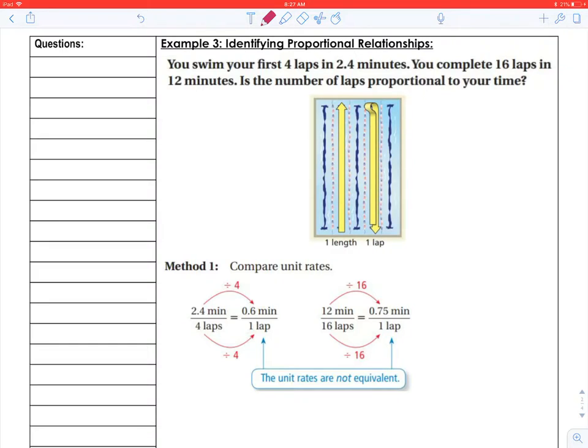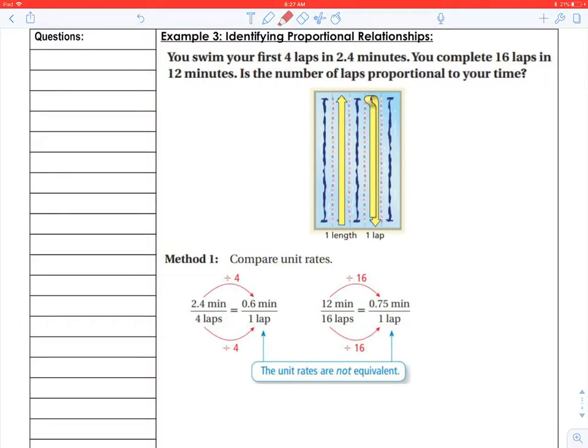So we can compare these in two ways. We can compare their unit rates. So we've got method 1 over here, meaning that we can set up the rate of 2.4 minutes takes us to complete 4 laps. So that means that it takes us 0.6 minutes to complete 1 lap. That's our unit rate. So this is our rate, and then this is our unit rate.